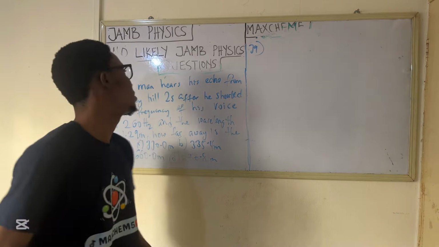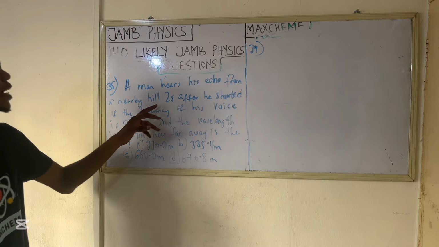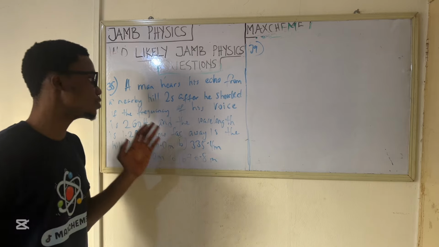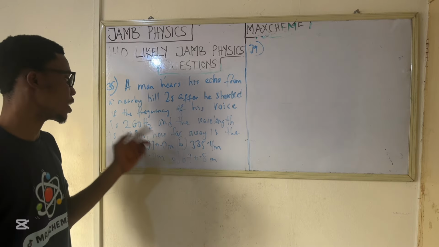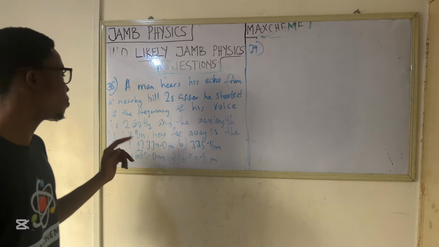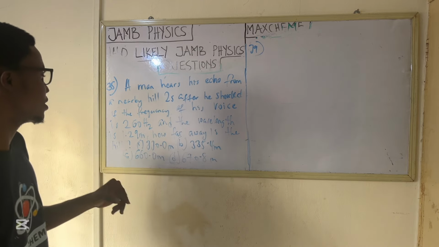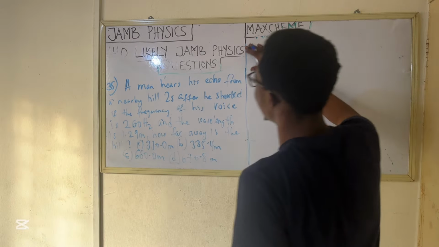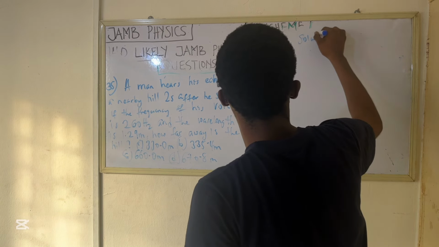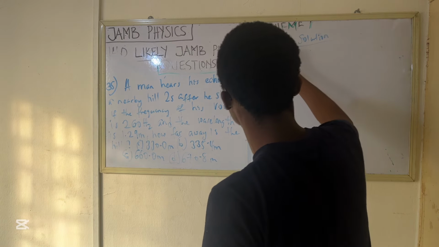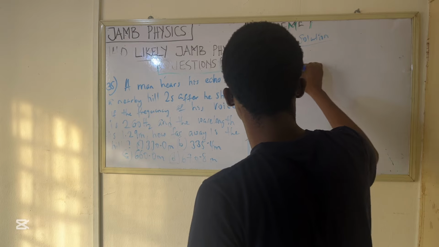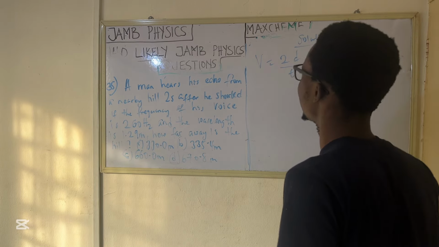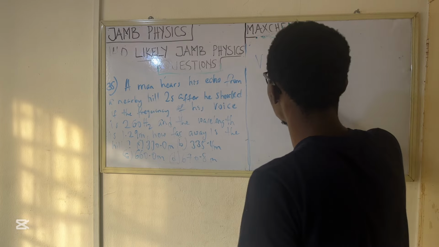Question 38. A man hears his echo from a nearby hill 2 seconds after he shouted. If the frequency of his voice is 260 Hz and the wavelength is 1.2 meters, how far is the hill? That is the distance. Now, when it comes to echo, velocity of sound, we have V is equal to 2D over T. To calculate the velocity of sound, here D is the distance, and this is the time.